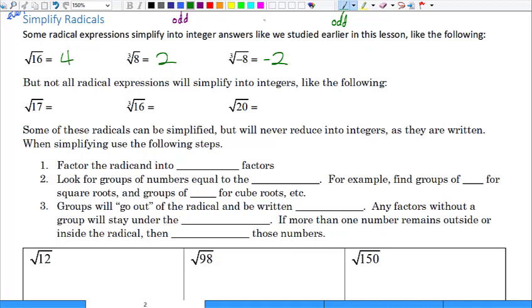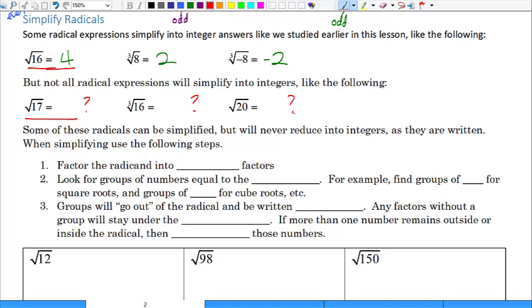For example, root 16 is 4, right? But root 17 is, well, it's not 4. It's not 5, because 5 squared is 25, so it's somewhere between 4 and 5. I don't know at this point, okay? What's the cube root of 16? At this point, you don't know how to do that yet either. And the square root of 20, again, we don't know. So some of these radicals can be simplified, but they're not going to actually ever reduce into integers as they are written. So when simplifying, we need to use these steps.